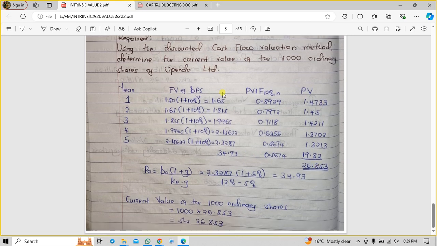But here we have been told to determine the current value of 1,000 ordinary shares. So you are going to say 1,000 times whatever you get here, to get 26,853 shillings. And that is how you're supposed to do that. So is there any question on that?